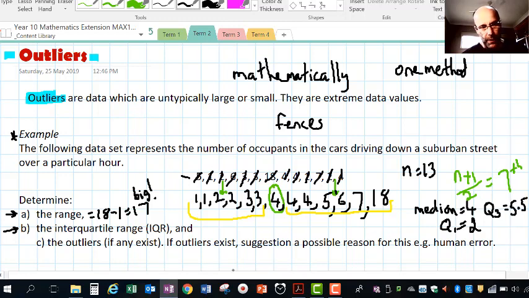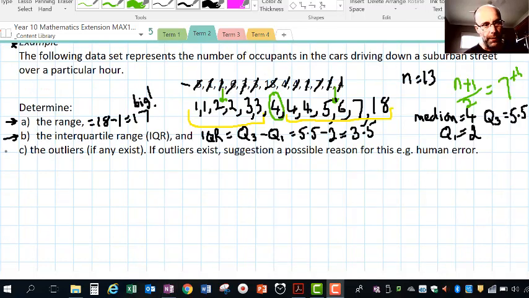5.5. So we can find the interquartile range now. The interquartile range is, as we know from our previous work, the upper quartile minus the lower quartile, which is 5.5 take 2, which is 3.5. So we have an interquartile range of 3.5. Now the final direction, the outliers, if any exist. So we've got to find if outliers exist. Now this is the new part for this video, so pay attention.